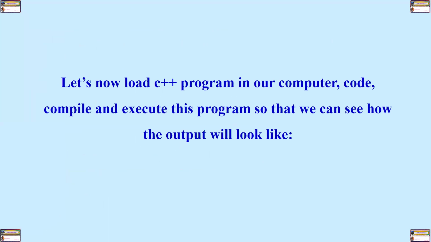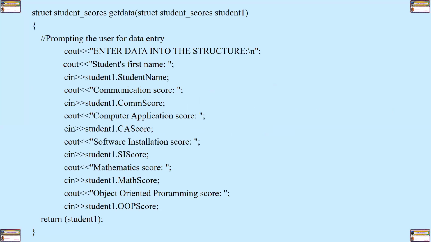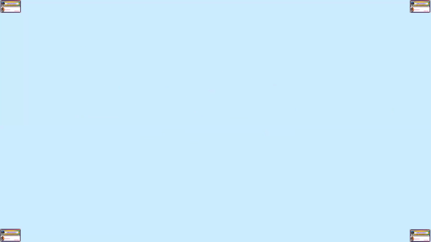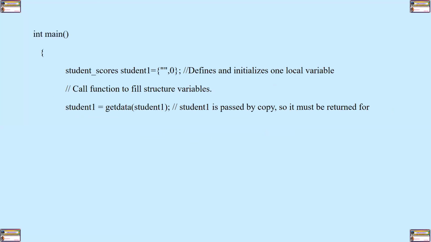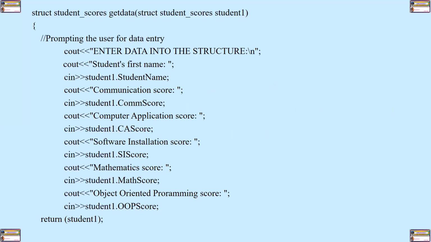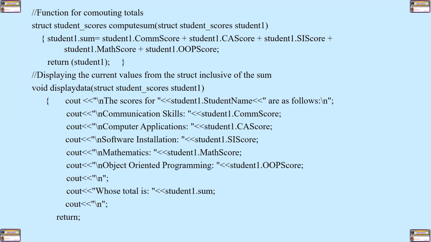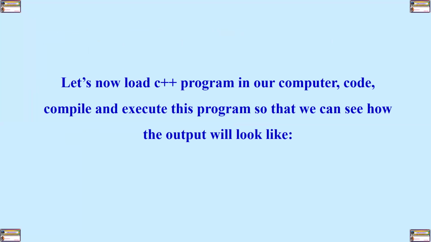So let's load C++. We paste our code there, compile it and execute it as follows. Remember, you can also copy this program, write it down in your exercise book as it is, so that as I demonstrate how this program will behave, you can also follow on your computer, or you can also see how the program is going to behave.